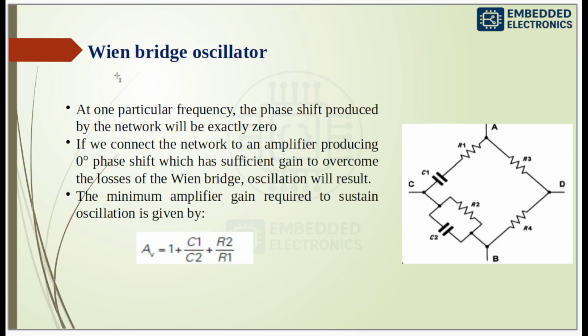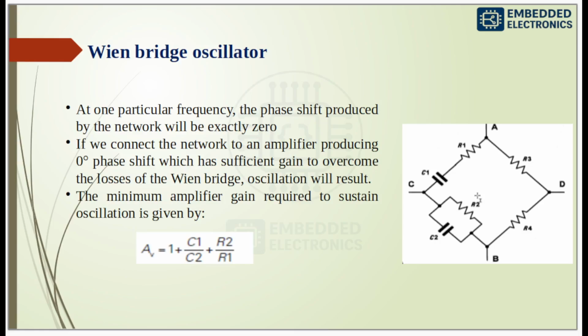And next is the Wien bridge oscillator. See, this is the diagram. At one particular frequency, the phase shift produced by the network will be exactly 0. So if we connect the network to an amplifier producing 0-degree phase shift which has sufficient gain to overcome the losses of the Wien bridge, oscillation will result. The minimum amplifier gain required to sustain oscillation is given by gain equals 1 plus C1 divided by C2 plus R2 divided by R1.